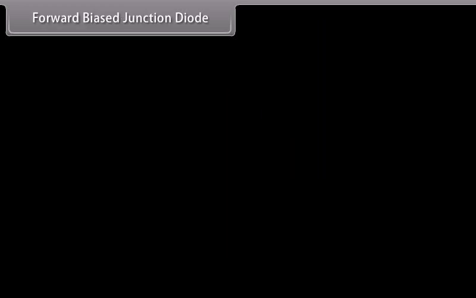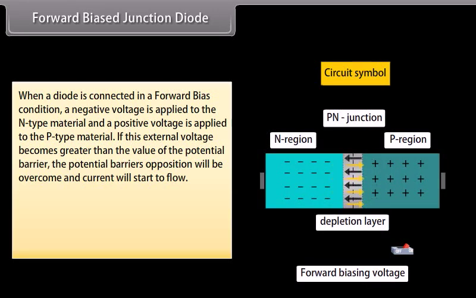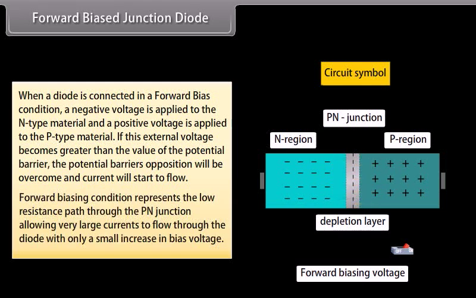Forward-biased junction diode. When a diode is connected in a forward bias condition, a negative voltage is applied to the n-type material and a positive voltage is applied to the p-type material. If this external voltage becomes greater than the value of the potential barrier, the barrier's opposition will be overcome and current will start to flow. Forward biasing represents the low resistance path through the p-n junction, allowing very large currents to flow through the diode with only a small increase in bias voltage. The actual potential difference across the junction or diode is kept constant by the action of the depletion layer.